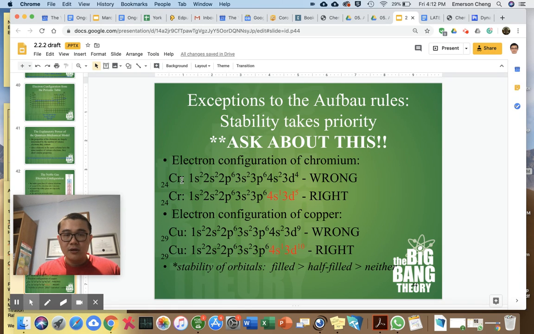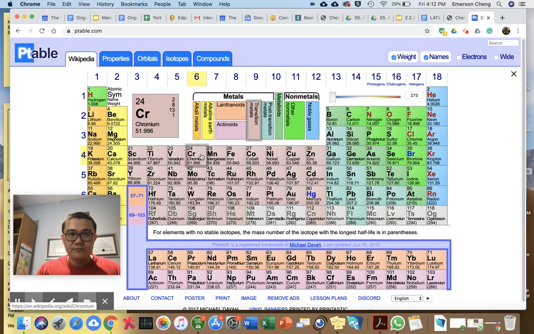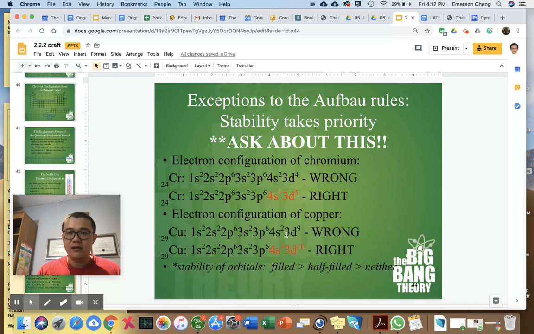So in this case, this here, Cr, chromium. Why is it that chromium is this instead? Now this is actually a very interesting situation. Why is it that if you follow the rule that I just showed you, you would do this, but actually, in fact, you have to do that? Why is that the case?